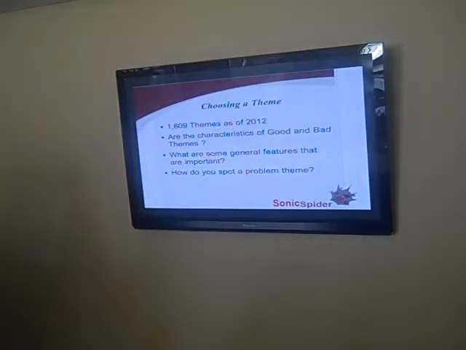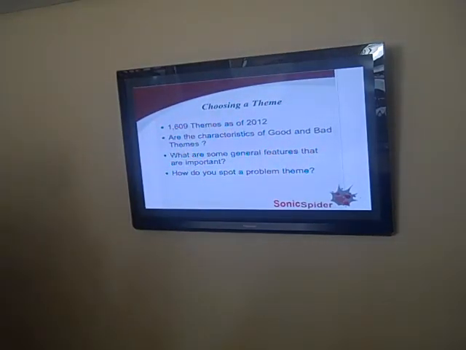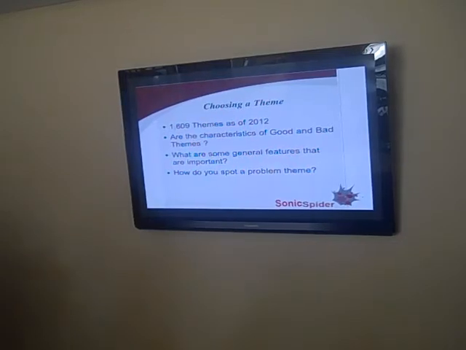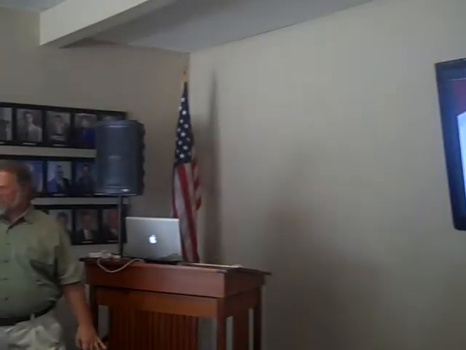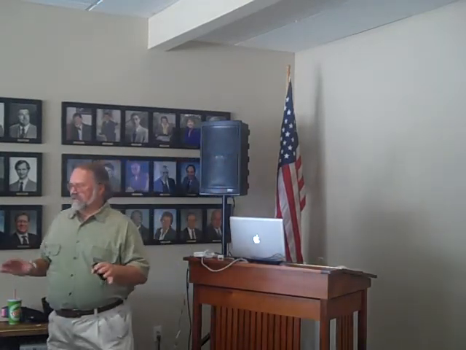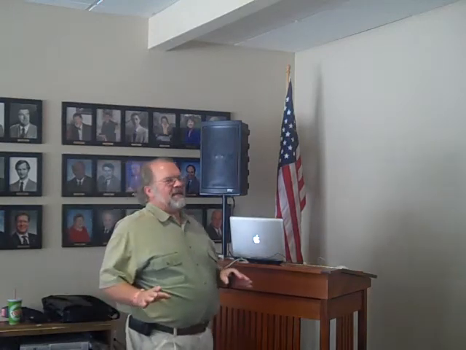Choosing a theme. As of about a week ago, there were 1,609 themes. That's a lot of themes on the WordPress site. Now, there are a lot of commercial themes too, so I would say there's probably several thousand out there. And we're going to talk about what the characteristics of good and bad themes are, things to watch out for, things that you need to understand that make a theme really good and useful, aside from the fact that it's pretty and you like it.